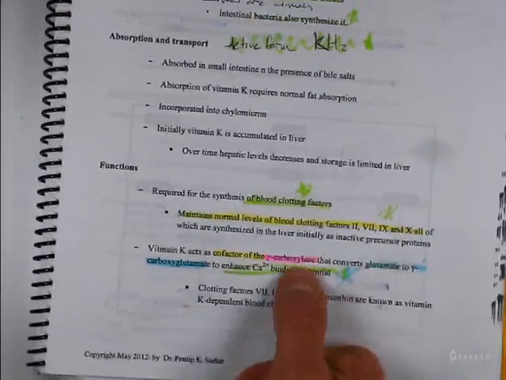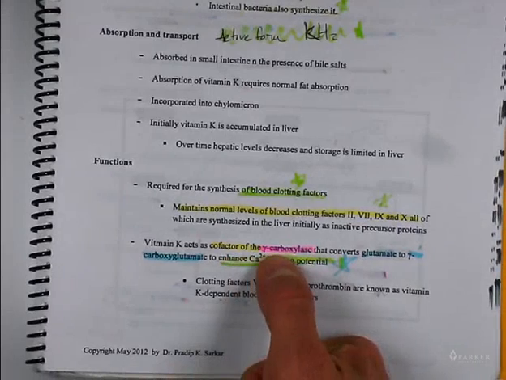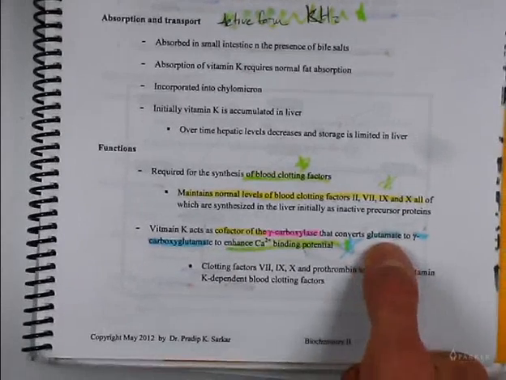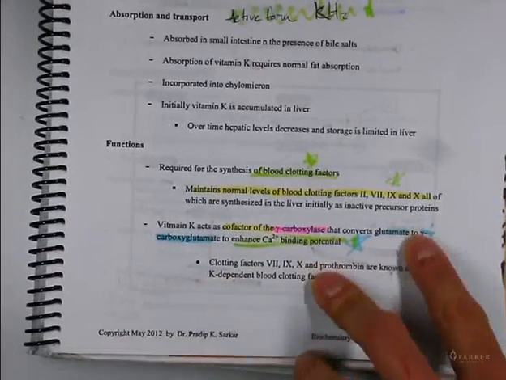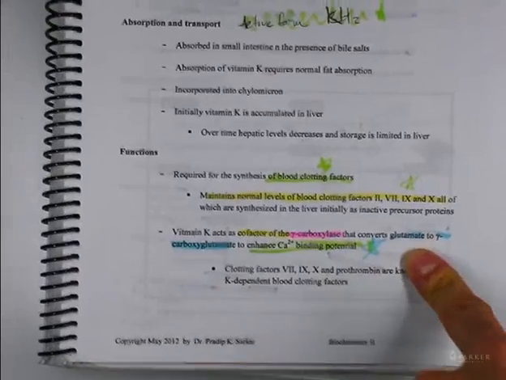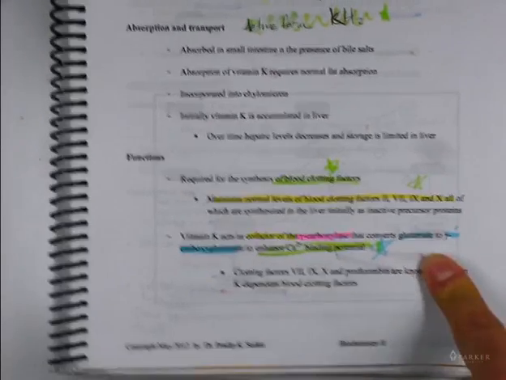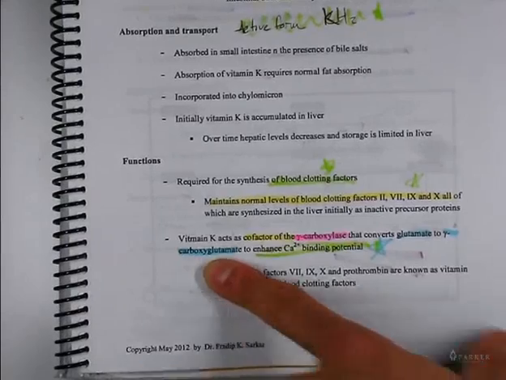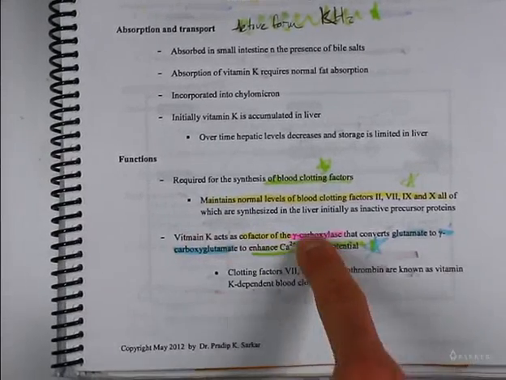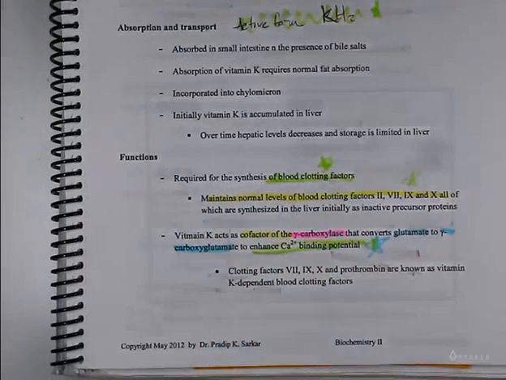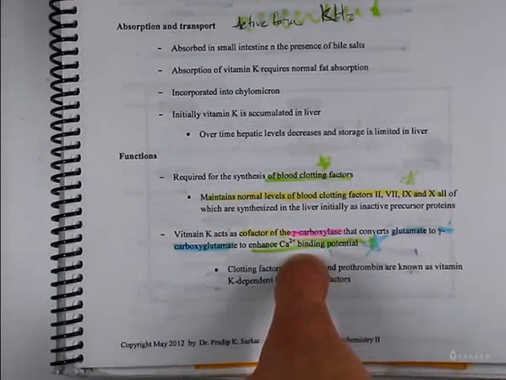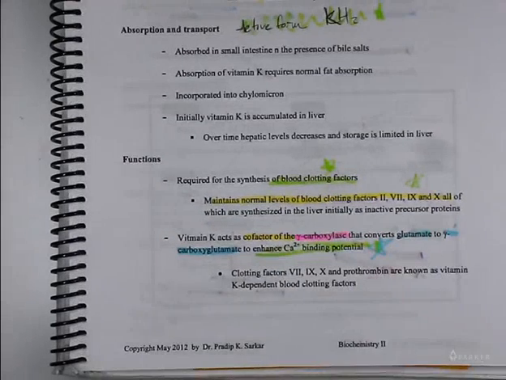It also acts as a cofactor of gamma carboxylase, which converts glutamate to gamma carboxyglutamate. And this is how it works. It takes glutamate, which is an amino acid residue in these clotting factors, and turns it into gamma carboxyglutamate. When vitamin K cofactors gamma carboxylase and turns it into gamma carboxyglutamate, it increases the calcium binding potential, which allows these clotting factors to bind calcium. When they bind calcium, they are active.